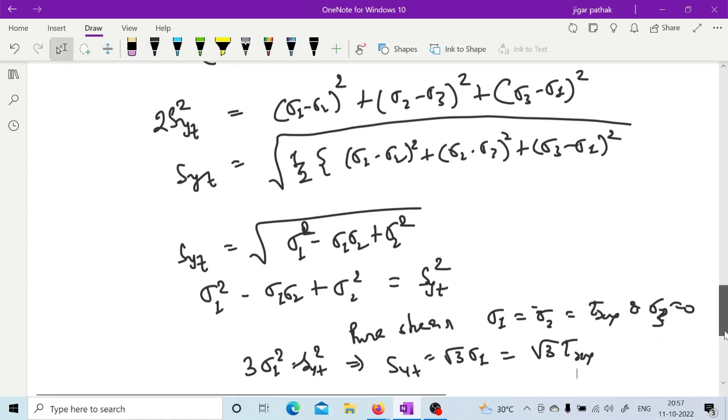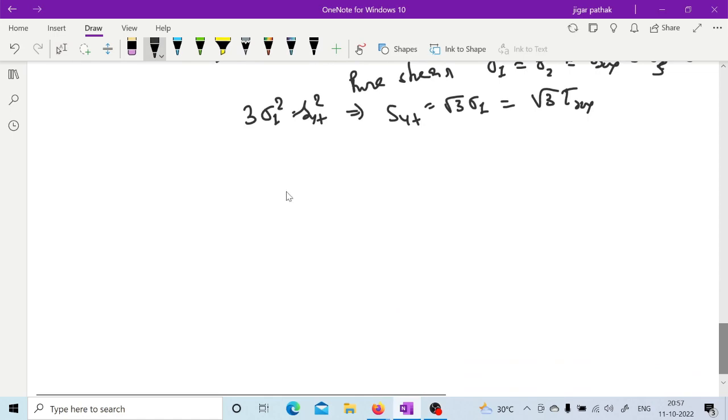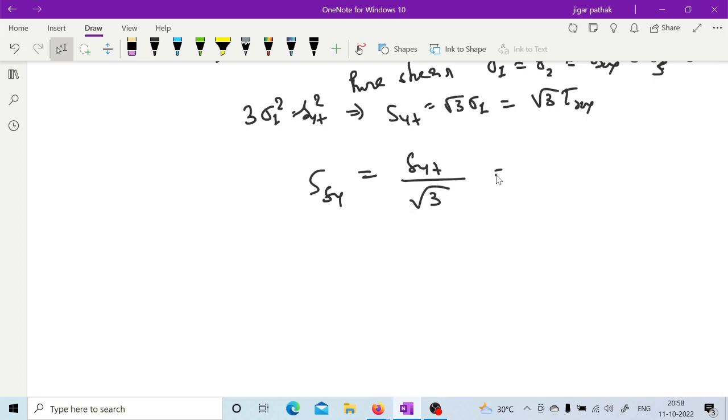So basically your SSY can be calculated as SYT by root 3. So it is nothing but 0.577 times SYT. In case of MSST it was 0.5 SYT, if you remember. So this is how yield strength in shear is 0.577 times yield strength in tension in case of the distortion energy theory, or maximum distortion energy theory.